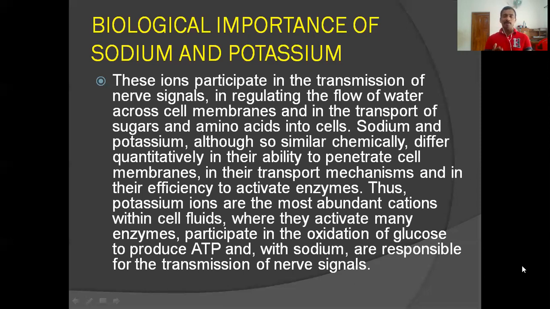These are biologically important. Sodium and potassium, although so similar chemically, differ quantitatively in their ability to penetrate cell membranes. Sodium and potassium have almost the same behavior, but their abilities to penetrate the cell membrane are different. They differ in their transport mechanism and in their efficiency to activate enzymes. In all these properties, they are different.